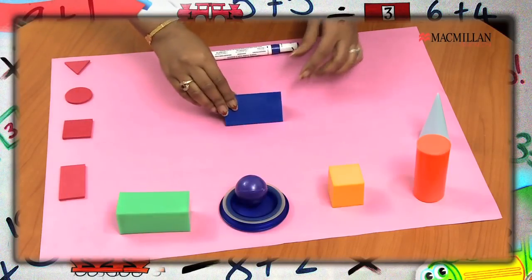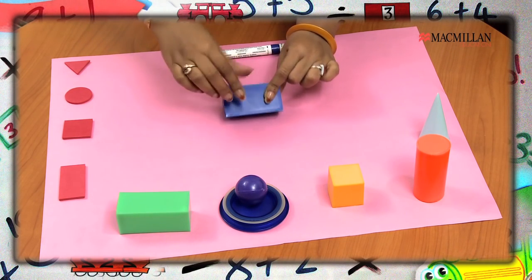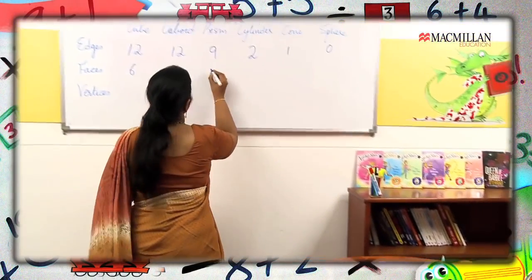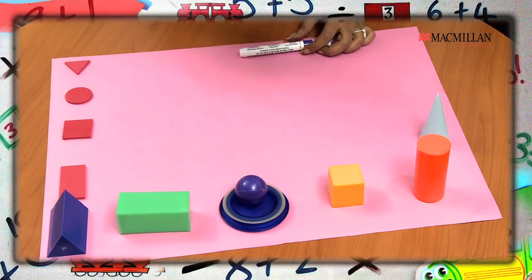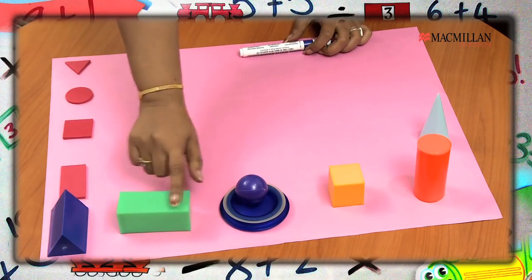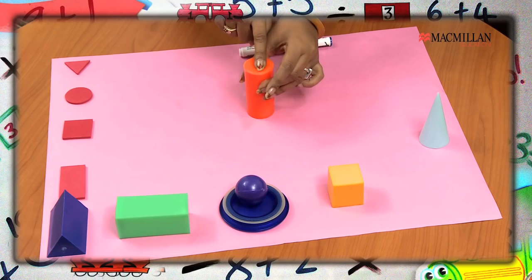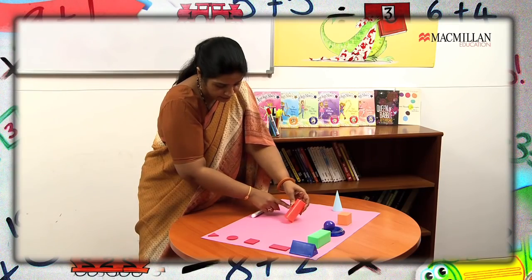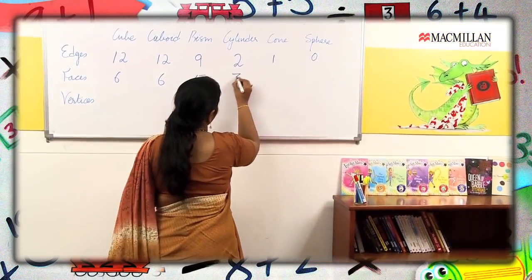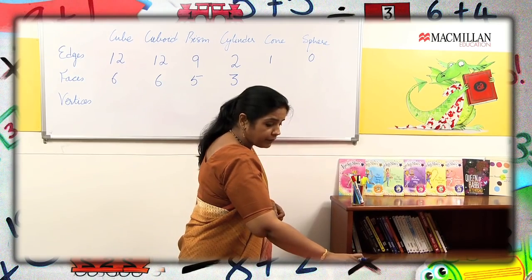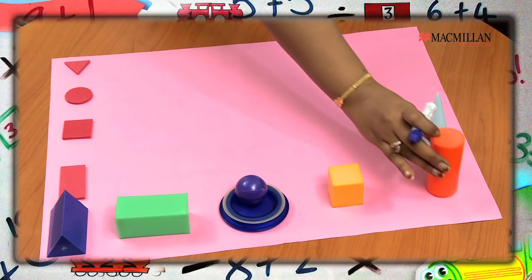Let's do the same thing with the prism. 1, 2, 3, 4 and of course here 5. So prism has 5 faces. Did you notice something special about these 3 things? All the faces are plane faces. What about cylinder? Cylinder has one plane face here, one plane face here and a curved face. So if we say cylinder has 3 faces, out of 3 faces, 2 are plane faces just like cube, cuboid or prism and 1 is a curved face.